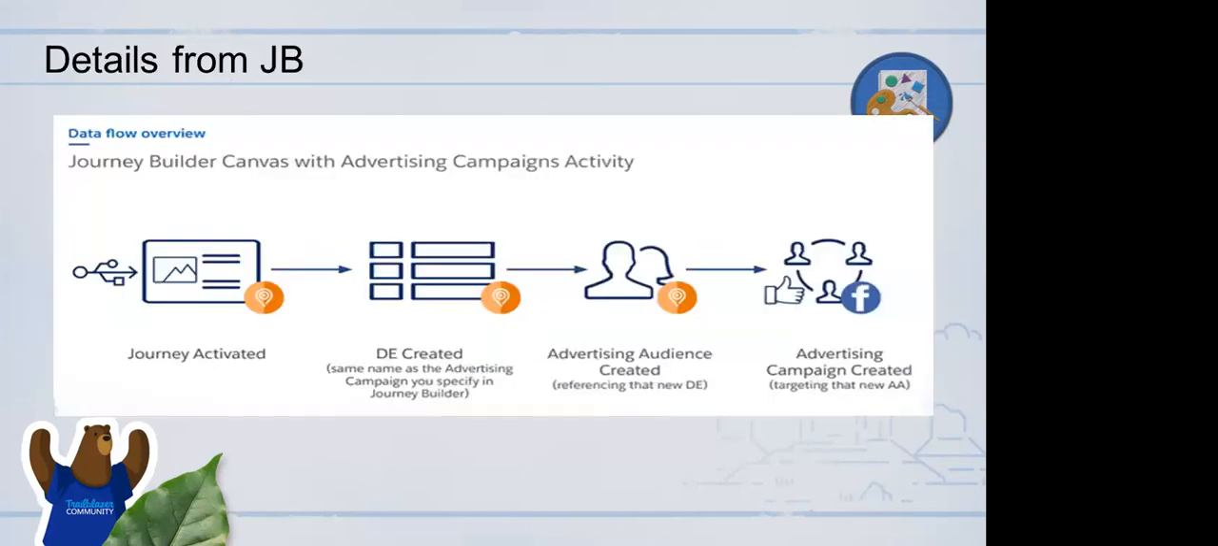In terms of the journey, this is the overall flow that happens at the backend. You have an activated journey in the Journey Builder canvas, then you have a DE created which pushes your ad audience to the respective social channels. Once that is done, your ad audience gets created and reflected on the respective social channels, through which you can run social ads to retarget or re-engage the lead or the customer that you are trying to retarget.